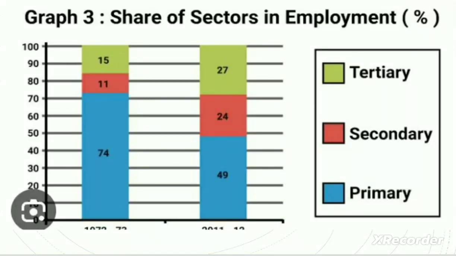Today I'm going to explain sectors of economy, Indian economy. As you know, there are three main sectors in an economy: primary sector, secondary sector and tertiary sector. Primary sector: agriculture and allied activities. Allied activities include fishing, mining, animal husbandry, poultry, rearing of livestock, etc.